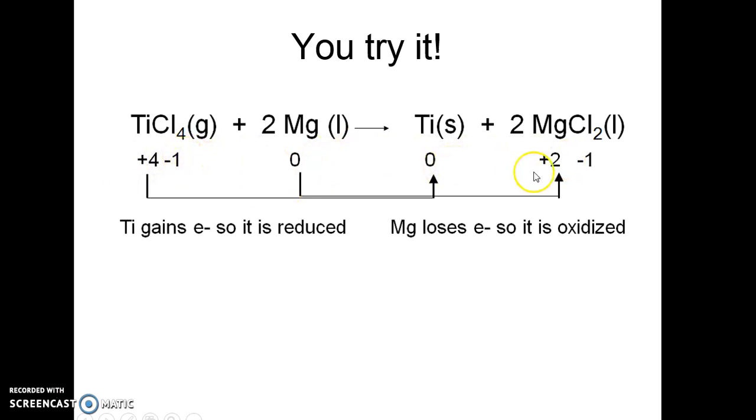You can see chloride is not changing, but the titanium is going from +4 to 0. +4 to 0 is becoming less positive, so it gained electrons. I look at the magnesium, it's going from 0 to +2. So it is losing electrons and it's oxidized. Remember, if something's oxidized, something else is reduced. So you can't ever say that both titanium and magnesium are oxidized. It must be that one is oxidized and one is reduced.